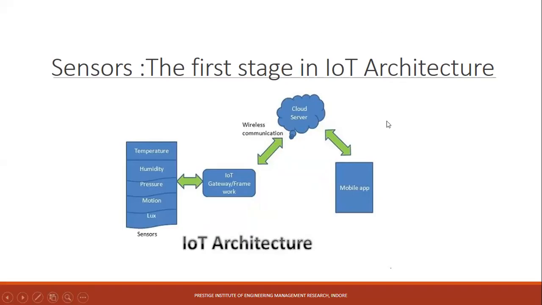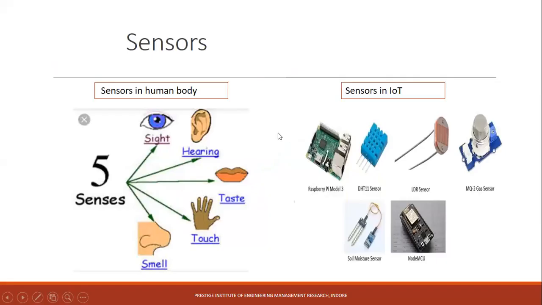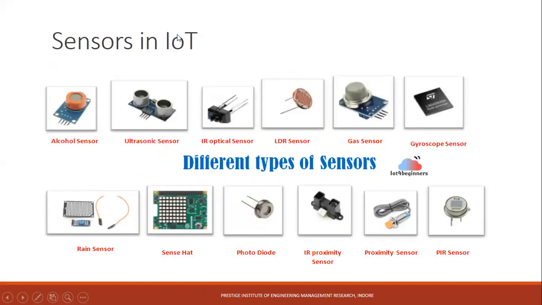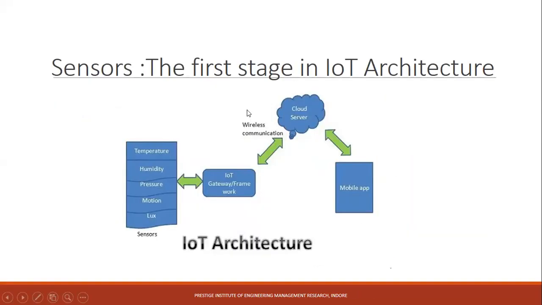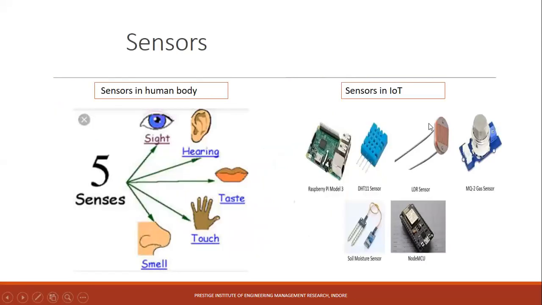Suppose we take the example of a smart home, and you have to measure the temperature of a room. In that case you will use a sensor which measures the physical quantity, that is temperature, and then converts that quantity to an electrical quantity. So the point is that the sensor is the first stage of any IoT based application.